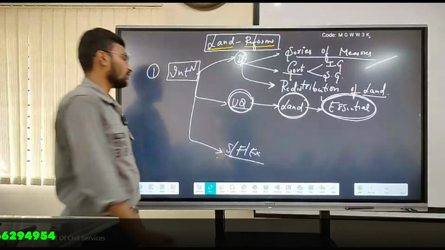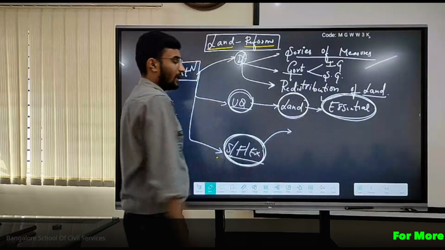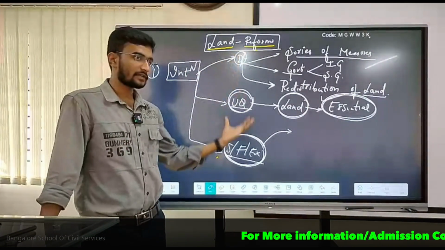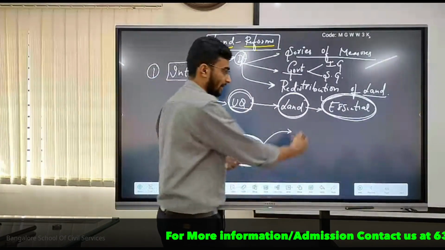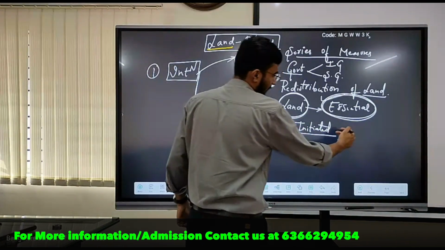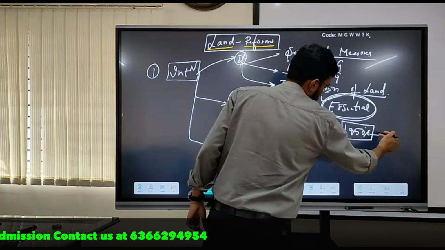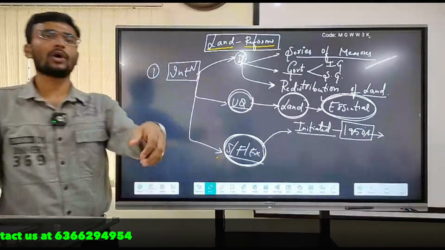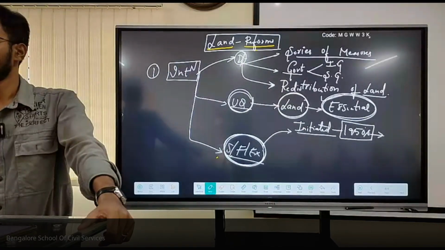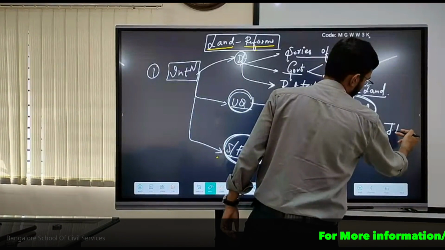Now, if you want to write about stats, facts or examples: when were land reforms initiated? Initiated during the 1950s. Who was the Prime Minister at the India level? Who was the Chief Minister of Karnataka during the 1950s? At the India level, it was the first Prime Minister, J.L. Nehru.